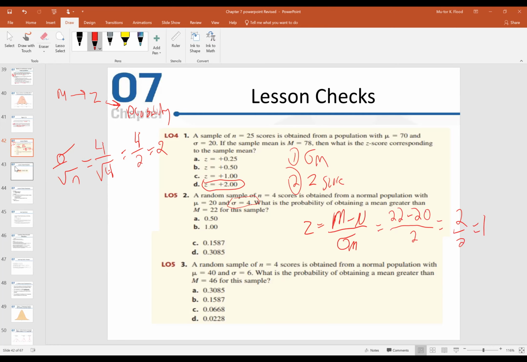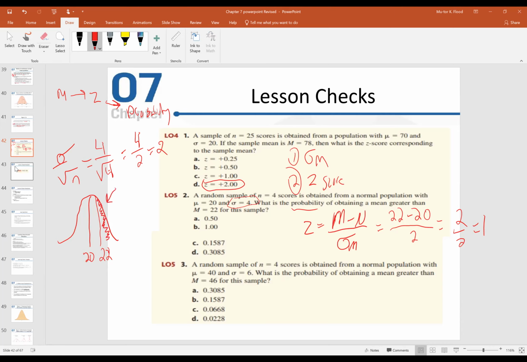But we're not done yet. They didn't ask us for the z-score. What they asked us was to find the probability, right? And specifically, what is the probability of obtaining a mean that's greater than 22? So let's draw the distribution out and see what we're looking at. So here's the population mean, right? Population mean is 20. The sample mean is 22, so it's greater than the population mean, so it's somewhere over here, right? And it's saying, hey, what is the probability of obtaining a mean greater than 22? So we're looking for this part right here.